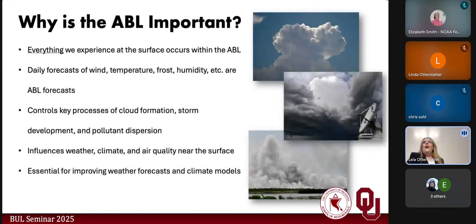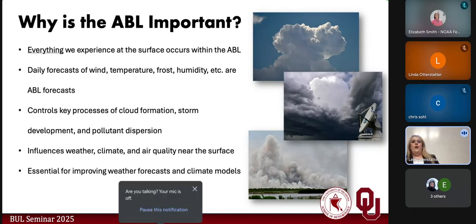So why is this even important to begin with? Why do we study the boundary layer? It turns out that everything that we experience at the surface occurs within the boundary layer. Unless you are in a plane or taking off in a Blue Origin rocket ship for 11 minutes, you are experiencing what's going on within the boundary layer.